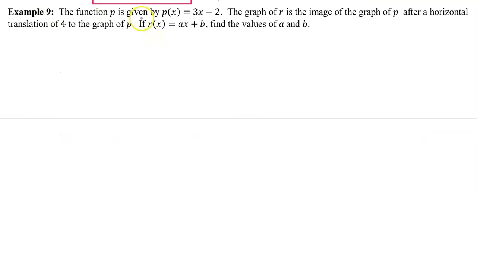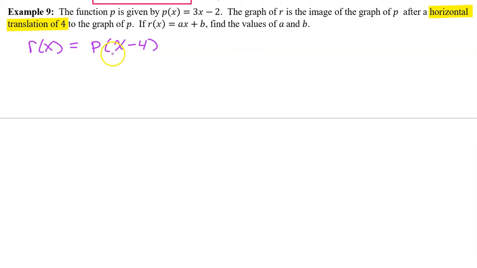Example 9. The function p is given by p of x equals 3x minus 2. The graph of r is the image of the graph of p after a horizontal translation of 4 to the right. If r of x equals ax plus b, find the values of a and b. So r of x is the result of a single transformation of the function p, a horizontal translation of 4. In other words, r of x is going to equal p at x minus 4.